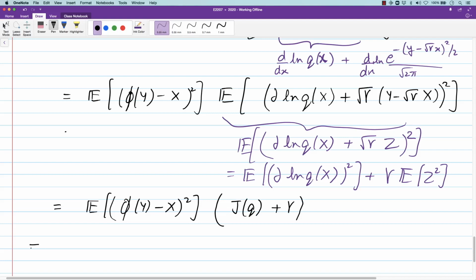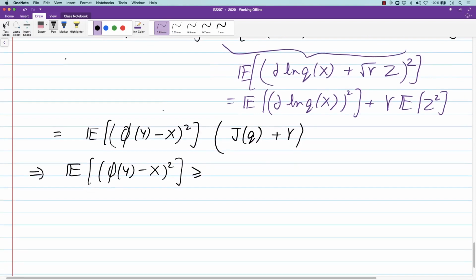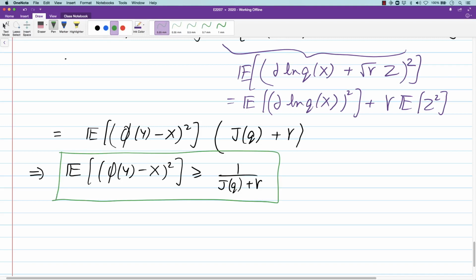Okay, so to conclude, this mean square error for any phi exceeds 1 by J(q) plus gamma. So this is Van Trees's inequality. Okay, this is Van Trees's inequality, and in fact these calculations are more or less general and hold for any distribution. The Gaussian part was not so important here.